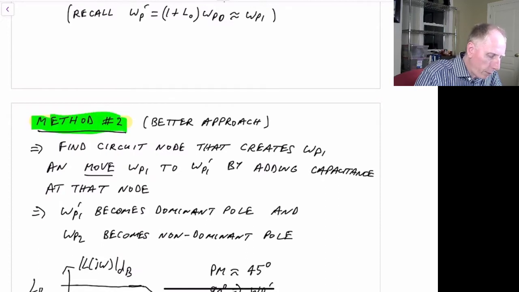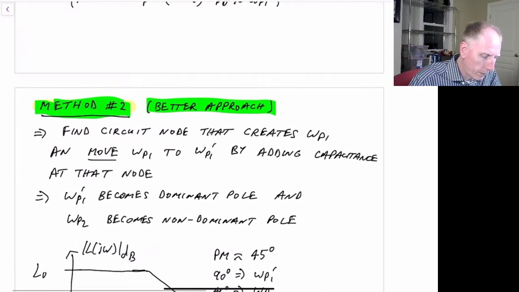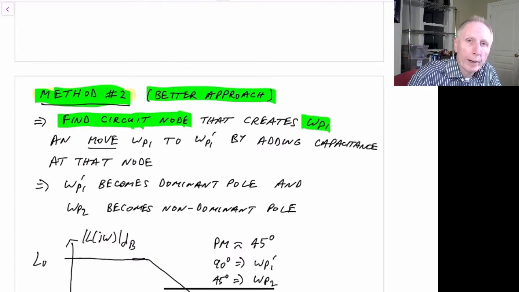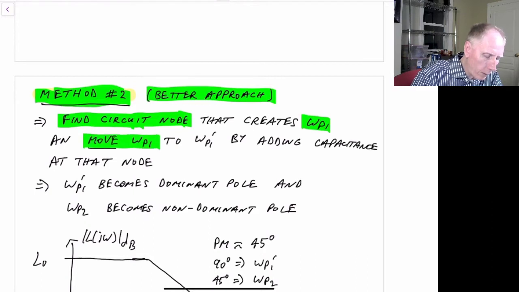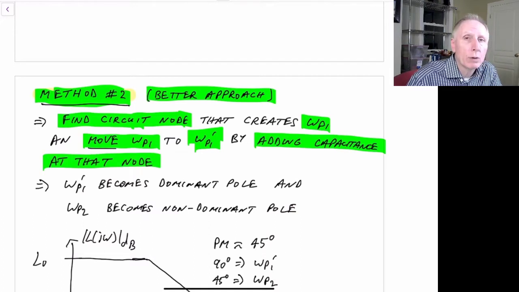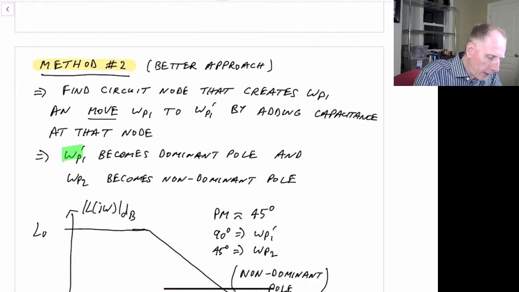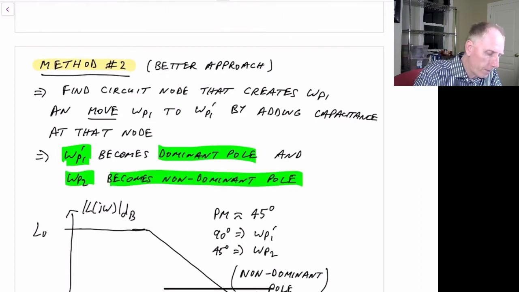The second approach, which is the preferred approach, a better approach, is to look at our circuit in more detail. So find the circuit node that is responsible for omega p1 and move omega p1 to omega p1 prime by adding some capacitance at that node. So don't just introduce a new pole, but try to move one of the existing poles, the lowest frequency pole. Don't take one of the higher ones, take one of the lower frequency ones. So omega p1 prime will become our dominant pole, and then omega p2 becomes our non-dominant pole.